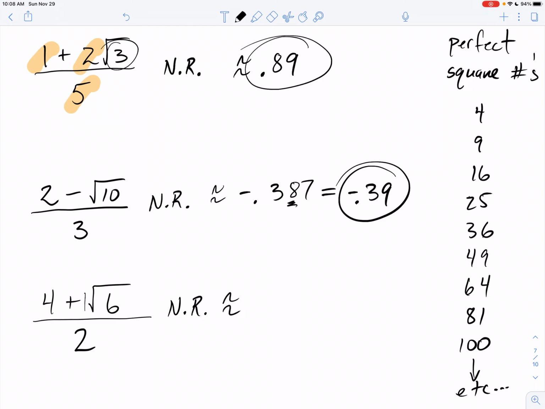But I can turn it into a decimal. So I'm going to say 4 plus the square root of 6 equals some number, 6.4494, blah, blah, blah. But I got to divide that by 2. And then my answer is 3.22. That's what it rounds off to, and I am done. So just a reminder, guys, not everything will reduce. But it doesn't mean you can't turn it into a decimal.